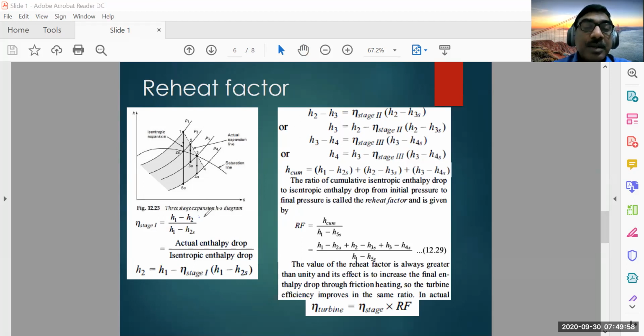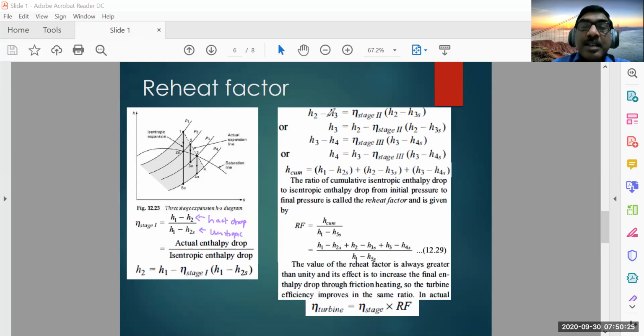This is the actual enthalpy drop, and this is the isentropic enthalpy drop. So this is the stage efficiency: actual enthalpy drop divided by isentropic enthalpy drop. From this one, you can write H2 is equal to H1 minus the efficiency of stage 1 into (H1 minus H2S). This is just rearranging the terms.